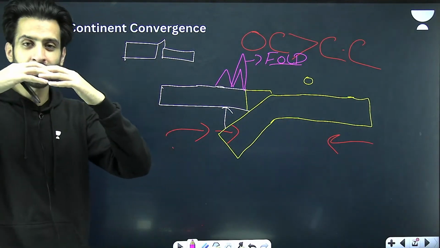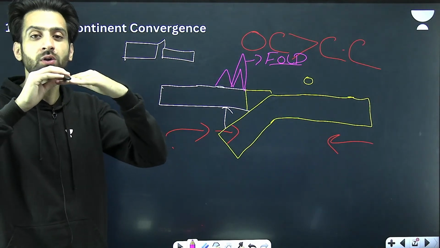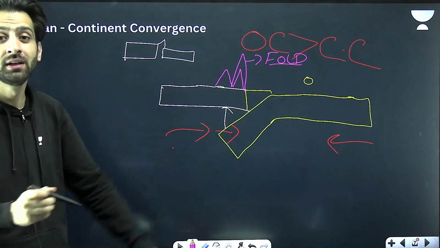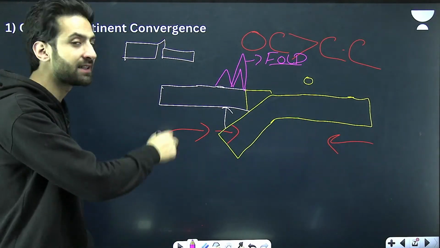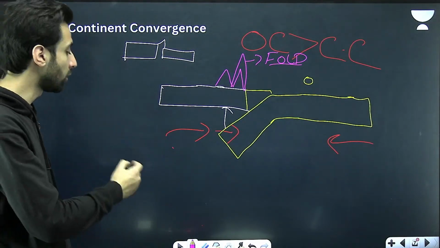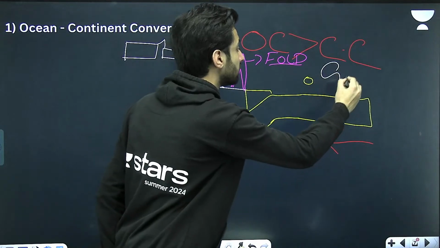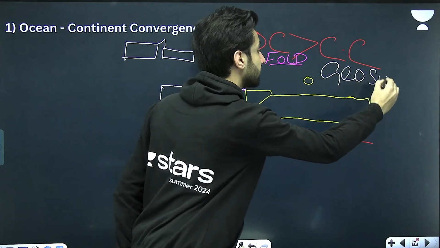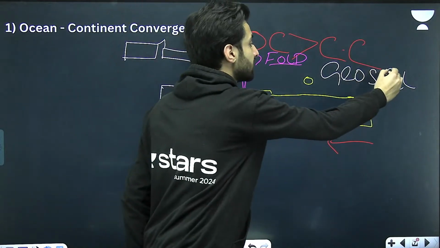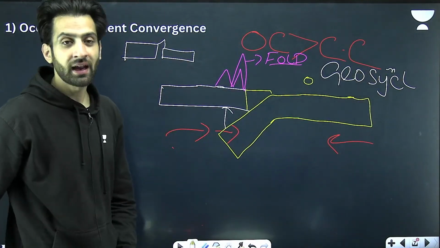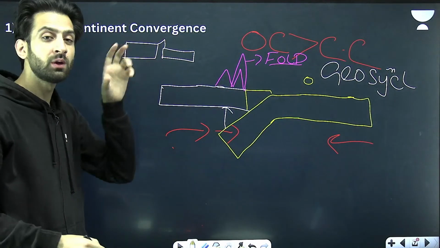Just look at these two hands. When they will exert force on each other, plus there is something already present on the continental margins, the sediments. These sediments are named as geosynclines. The sediments that are present on the margins are called as geosyncline. Geosynclines are the sediments that are present there, and this will lead to the formation of the fold mountains. Very important thing, how the fold mountains are formed.